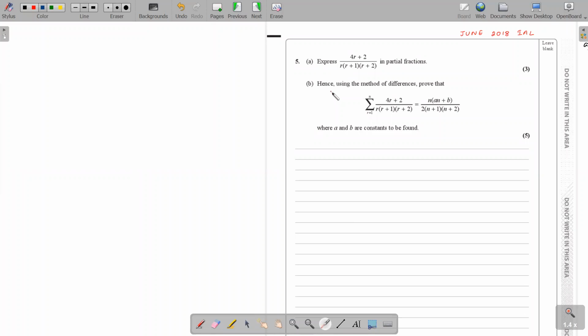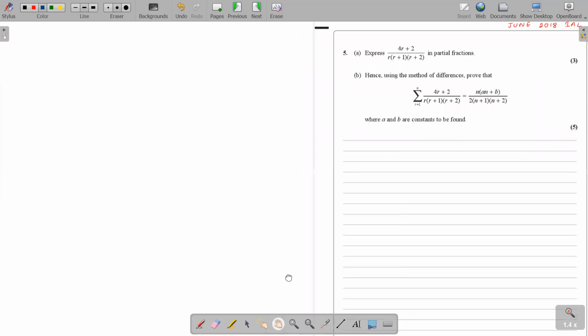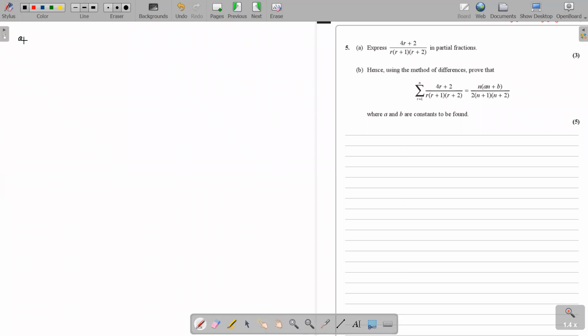Okay, so we'll go to part B. Hence, using the method of differences, prove that the summation of 4r plus 2 over r plus 1, r plus 2 is equal to this, right? Okay, so how do we go with the method of differences? Definitely, you realize that we have to use the partial fractions which we obtained in part A.